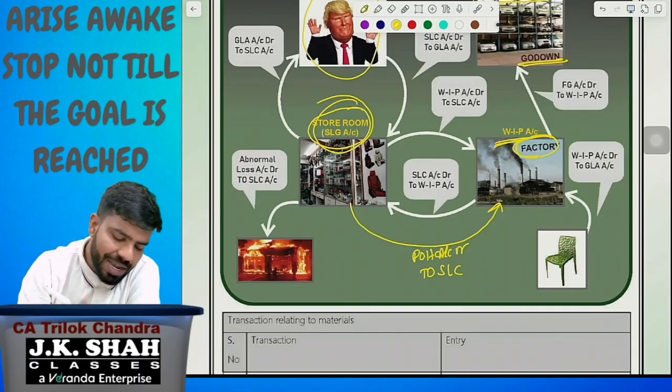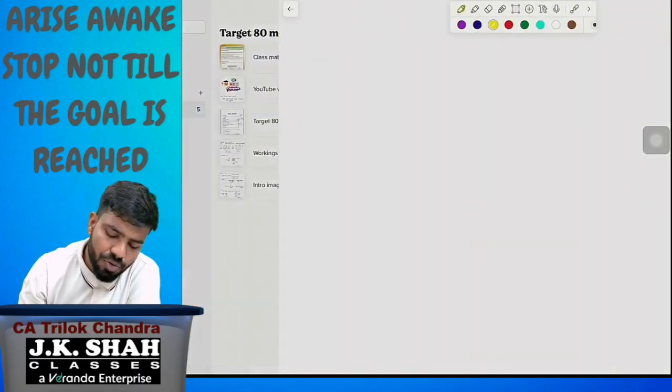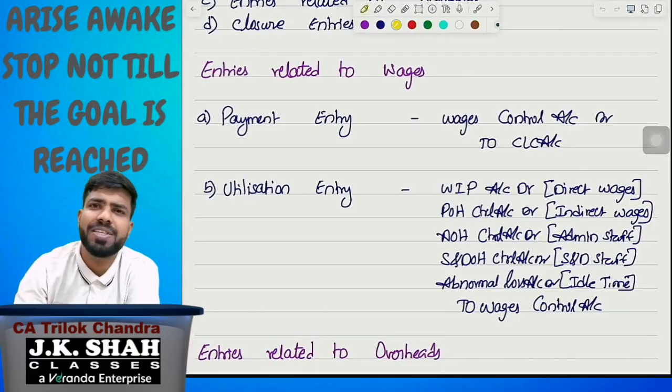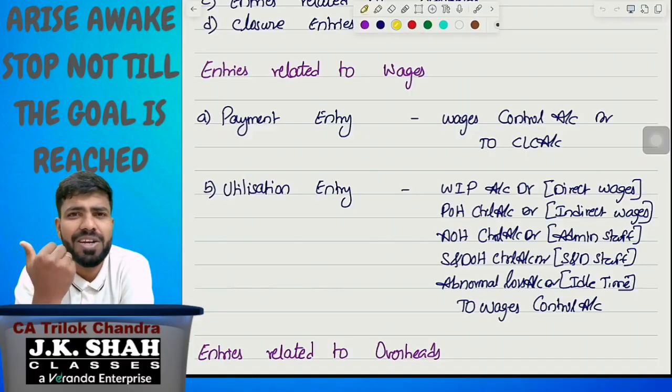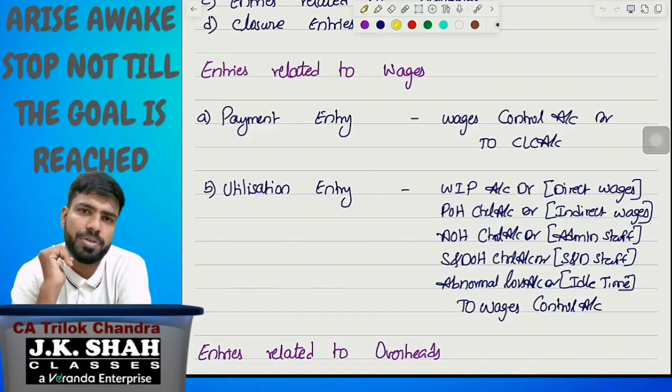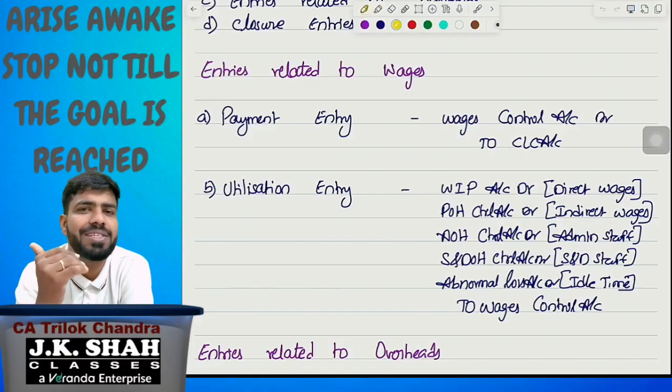Now, it is the time to understand entries related to wages. Look at here. When it comes to wages, very simple, only two entries. Payment entry, utilization entry. What is the payment entry? Wages control account debit to GLA account. Wages control account debit to CLC account.